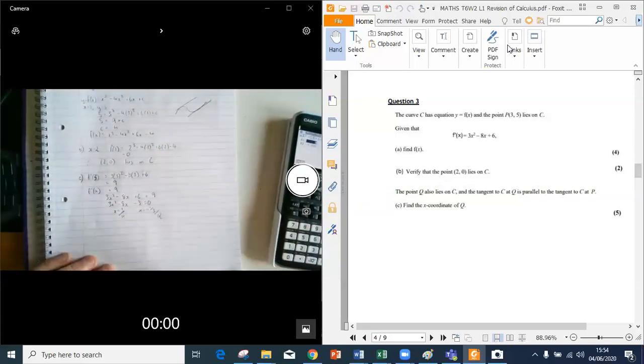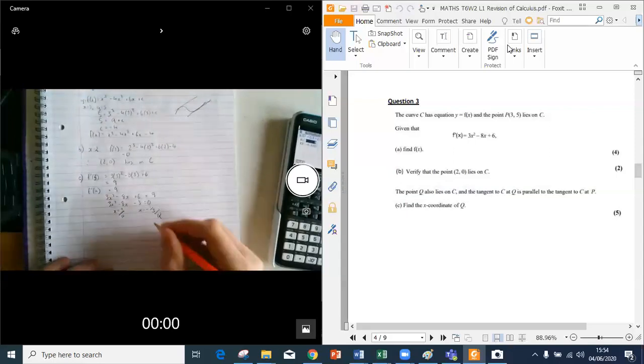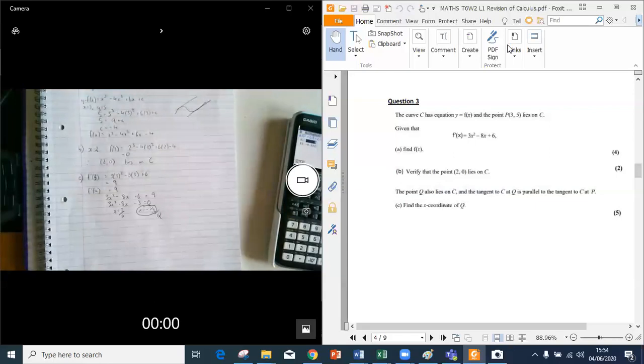So this must be the point Q. And the question just wanted the x coordinate. So that's all they wanted, x equals minus a third. Yeah, so we worked out the gradient at P. We made the derivative equal that gradient. Then we solved it to get the other coordinate, which must be Q. So x equals minus a third.